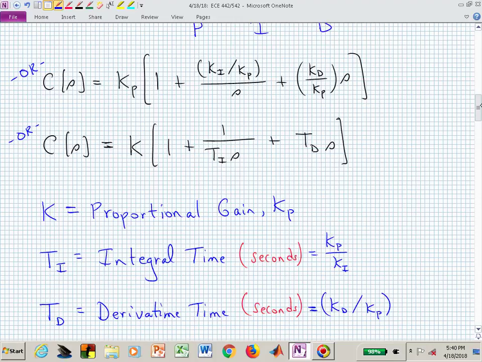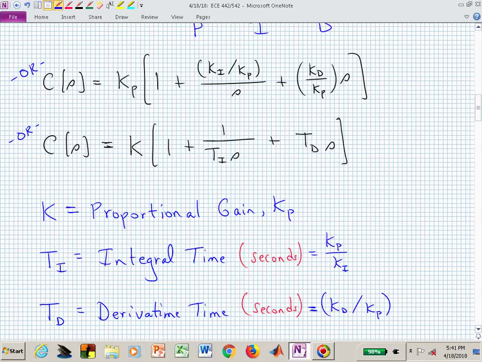And here's the notation that is associated with that last representation of a PID controller. If you bought a PID controller from a company, it might come with a proportional gain, it might come with a knob that says integral time, and it might come with a knob that says derivative time. Now you're adjusting those knobs to achieve the behavior that you want from that controller.